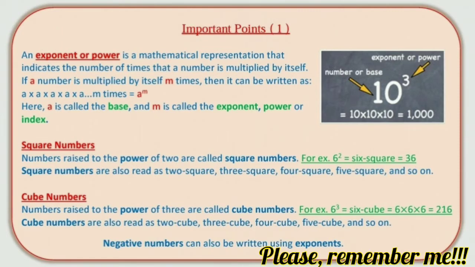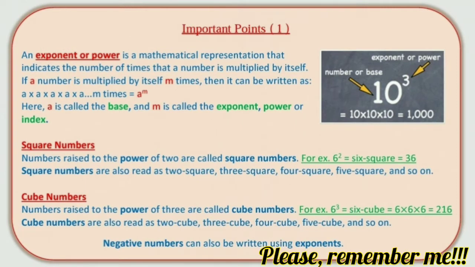Students, see the diagram given on the right hand side. 10 raised to 3 is given, where 10 is known as the number or base and 3 is known as the exponent or power. And 10 raised to 3 means 10 into 10 into 10, 3 times, is equal to 1000. It's clear? Now square number.